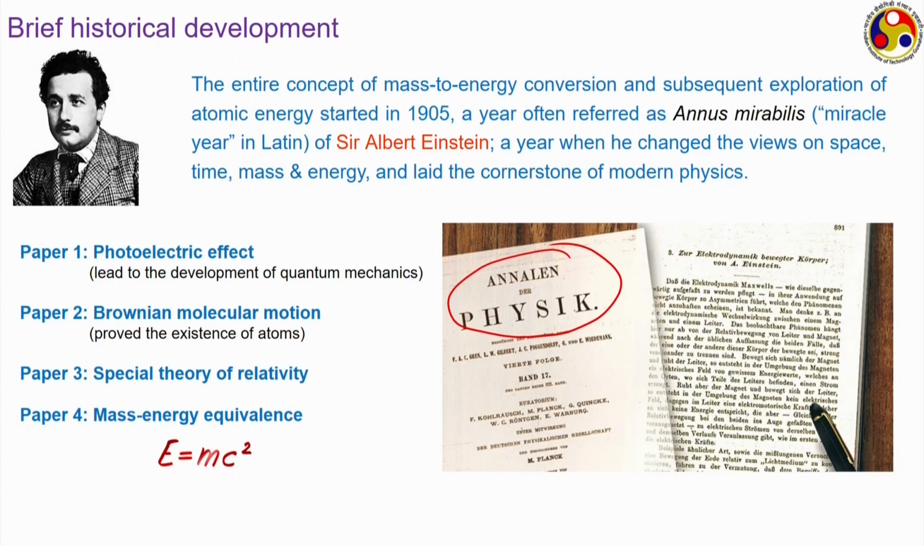In a later year, probably in 1912 or 13, he published the generalized theory of relativity. And paper 4, which is related to mass-energy equivalence, gave us the widely used and very popular relation E equal to mc square, where m is mass, c is the velocity of light in vacuum, and E is the corresponding energy. So, c being generally a constant, this relation gives the mass to energy conversion or vice versa.